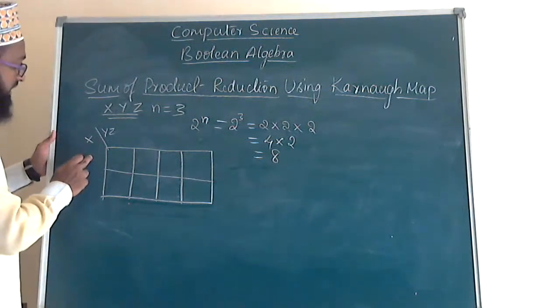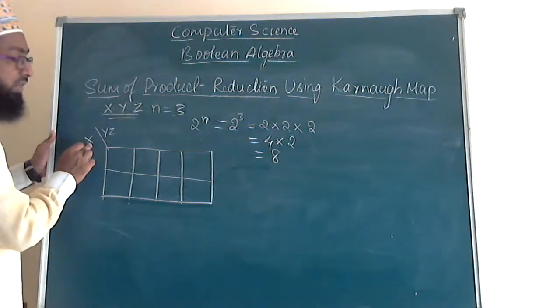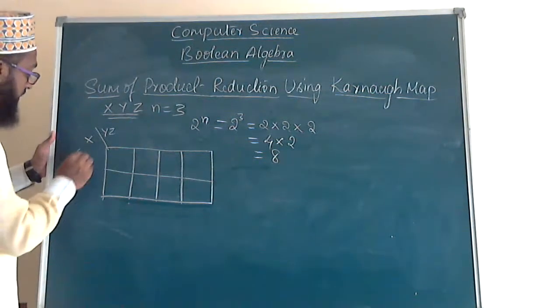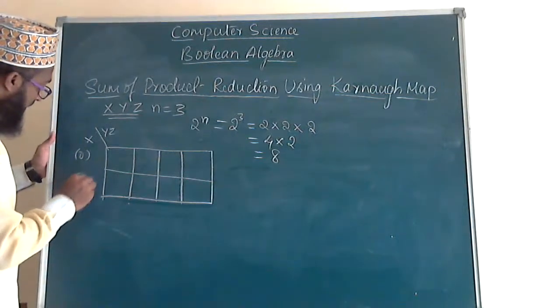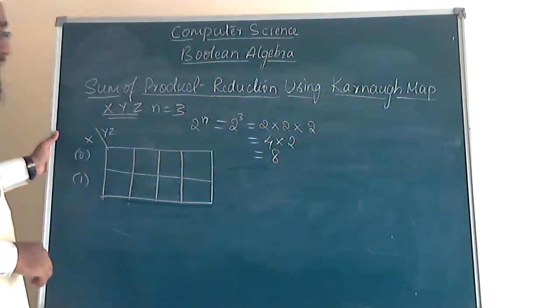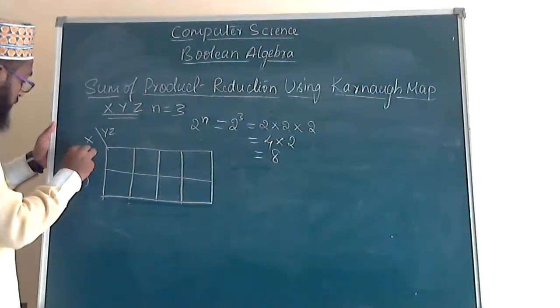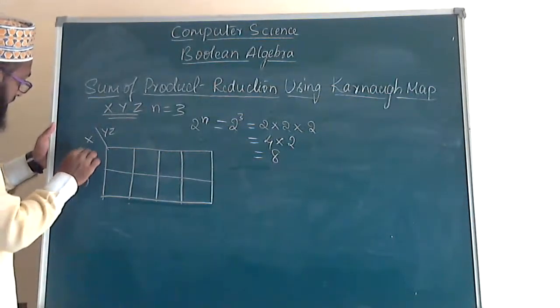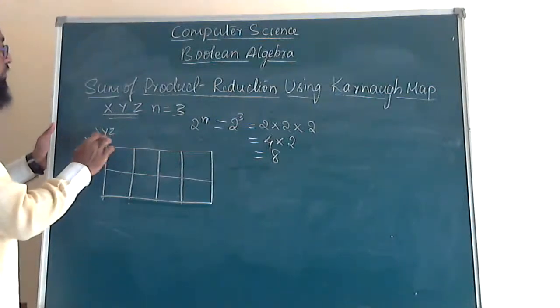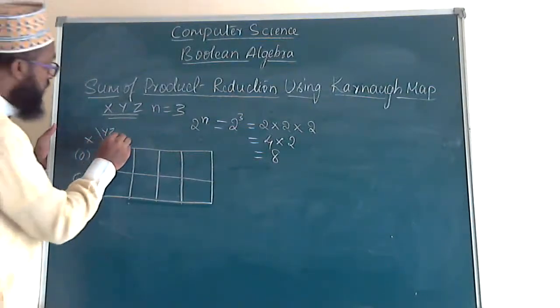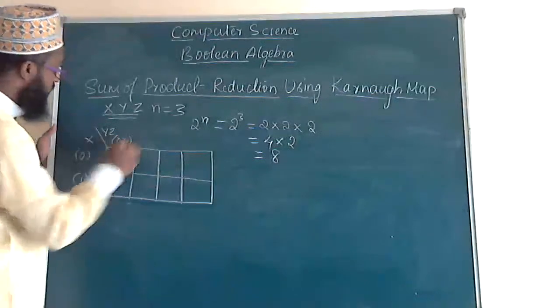On this side we will take values for x, since just one variable is there. So we will take 0, then 1, because only one variable is there, so only two values here. But here there are two variables, y and z, so we will take two values, 0, 0.